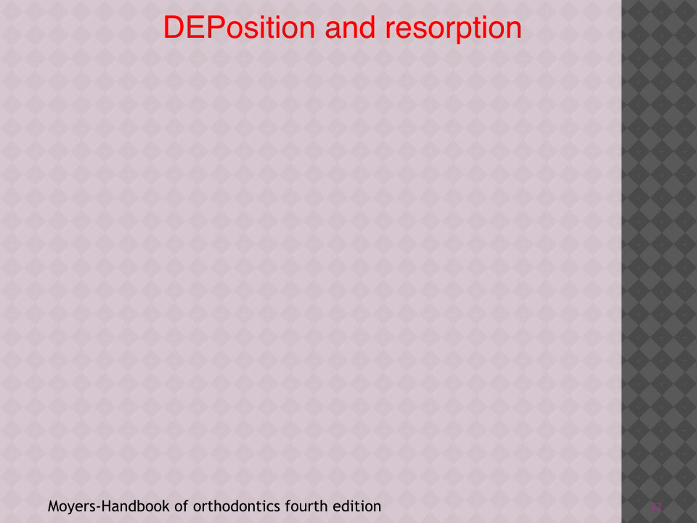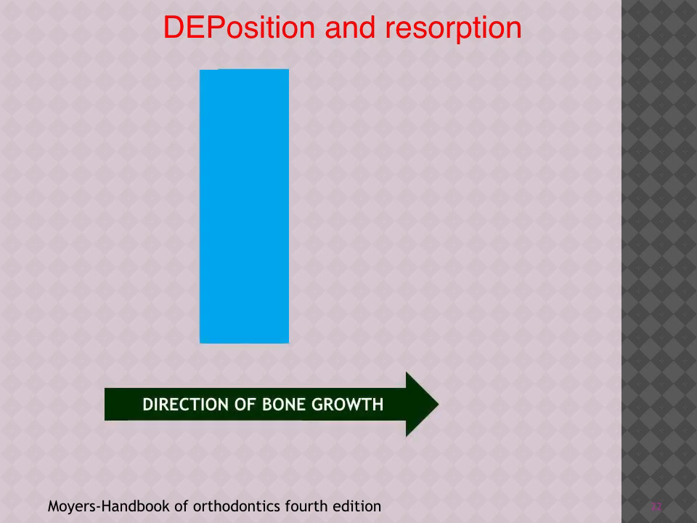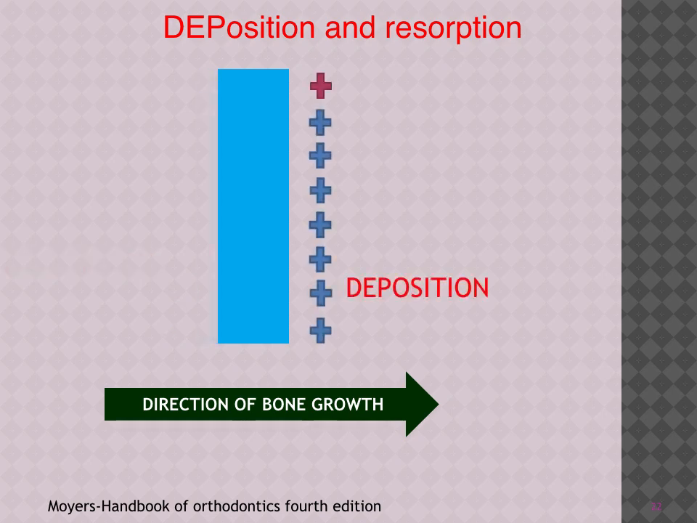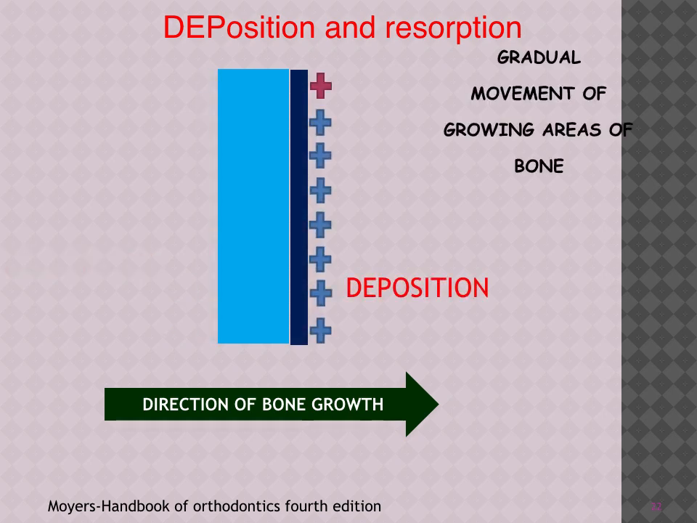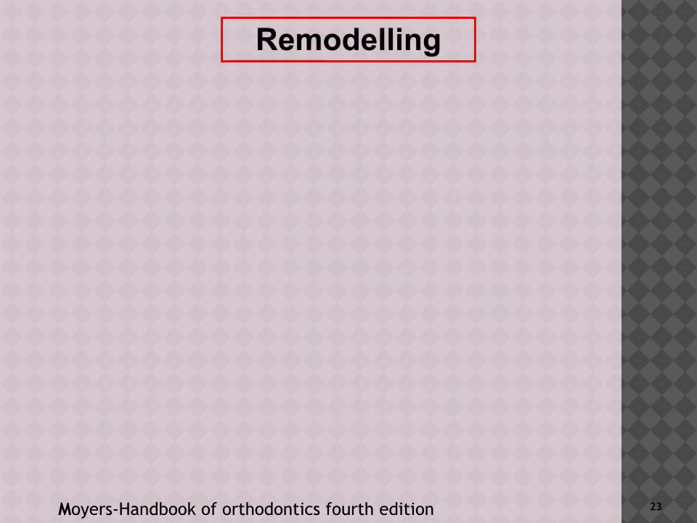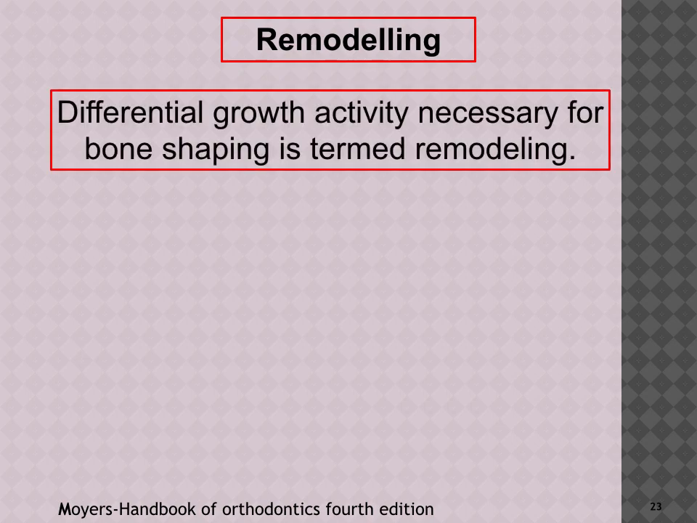The basic terminology: whenever a bone is growing, there is bone deposition and bone resorption happening. There'll be resorption on one side, meaning the bone will get removed, and deposition on the other side, and ultimately you will see that the bone grows or moves in the direction of bone deposition. This can also be termed remodeling. When you have continuous resorption and deposition happening, we also term it remodeling.